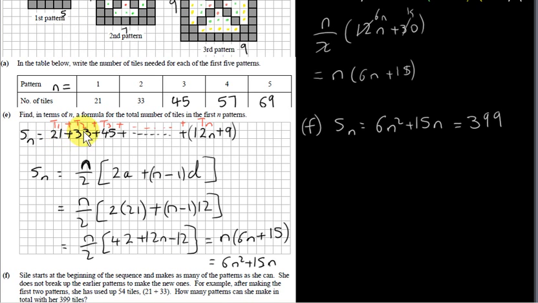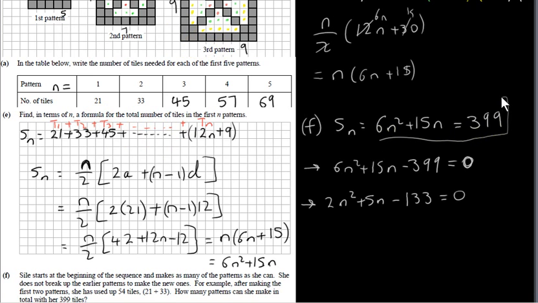So we're looking at sums of terms of this series here, and we want to see how many terms we can take such that the sum is equal to the total number of tiles that she has to make patterns with, which is 399. So in this case we put Sn equal to 399. That will tell us how many terms of this series we can take, which means how many patterns she can make.